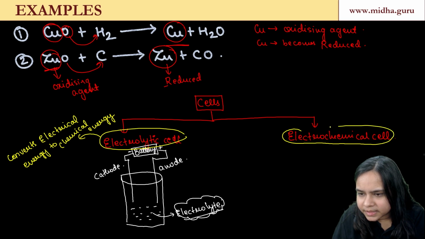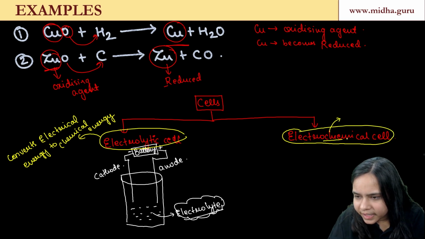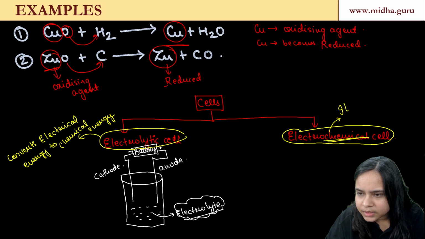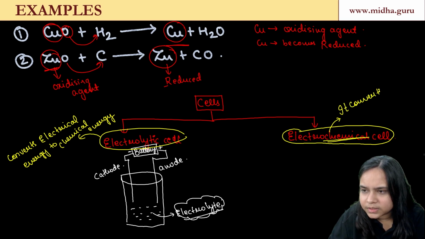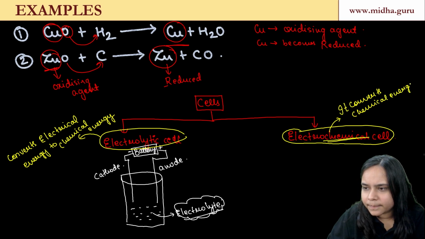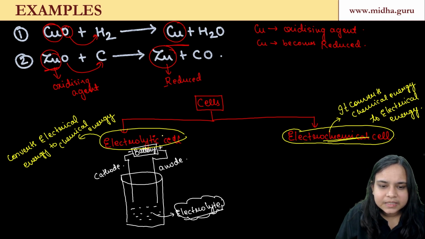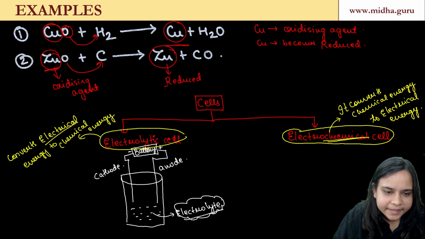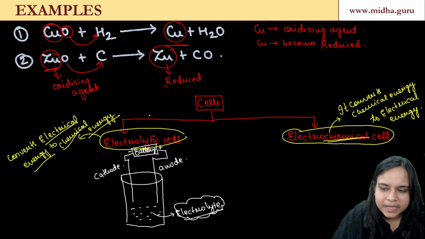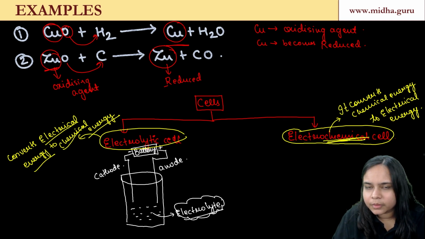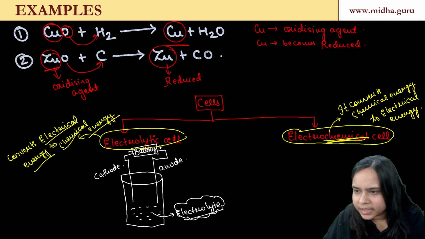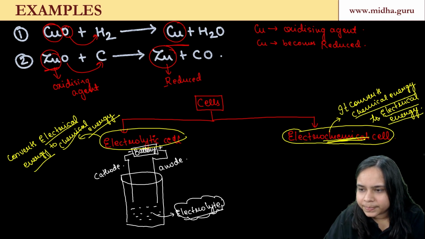This electrochemical cell, from the word itself, we can derive that chemical means it converts chemical energy to electrical energy. Okay, so this electrolytic cell converts electrical energy to chemical energy, and this electrochemical cell, from the word chemical, we can derive that it converts chemical energy to electrical energy.